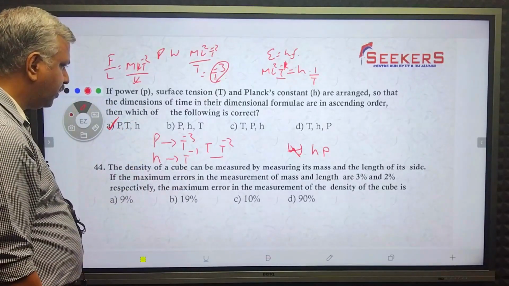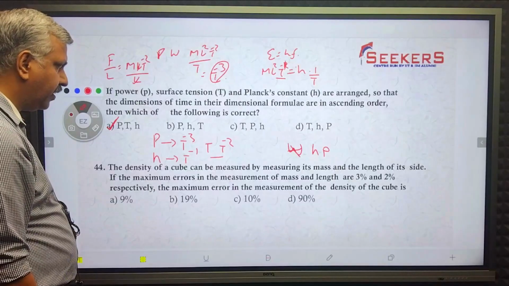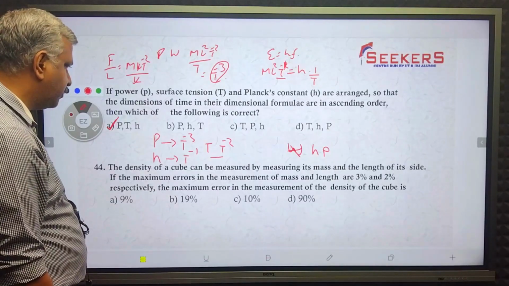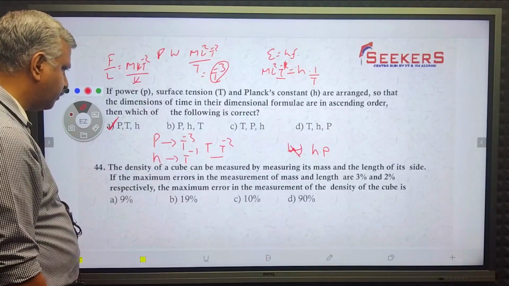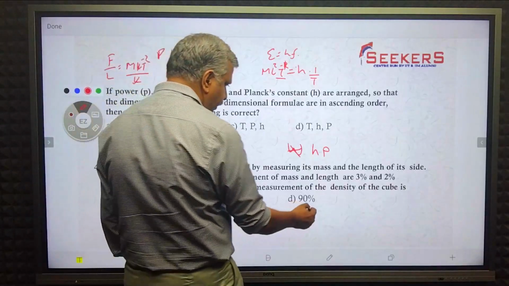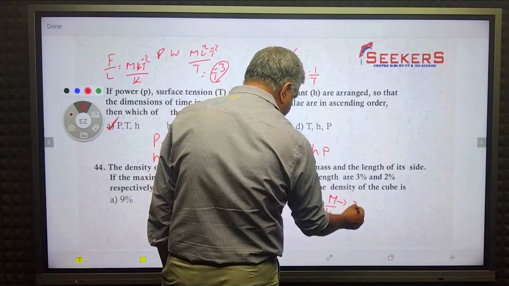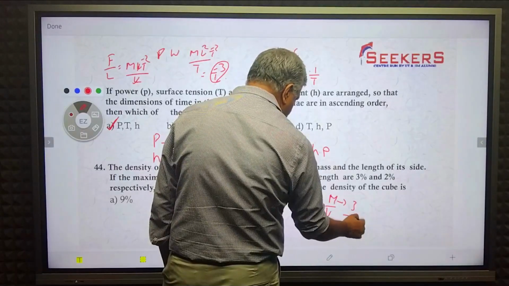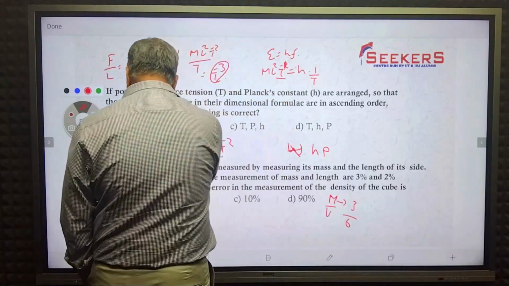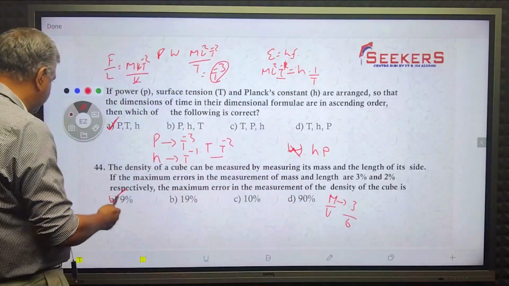The density of a cube can be measured by measuring its mass and length of its sides. The maximum errors are given to you. The maximum error in the measurement of density. Density is mass by volume. So here the error is 3%. Here the error is 6%. So 6 plus 3 is 9%. So the answer has to be option A, 9%.